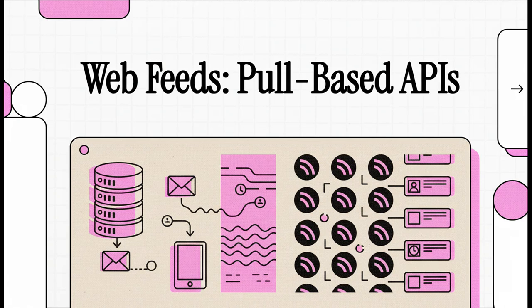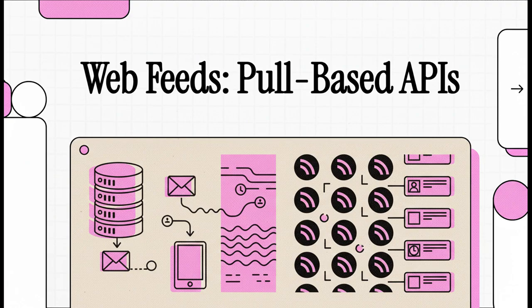So let's think back for a second. Before we had all these fancy webhooks and streaming APIs, how did applications actually find out about new data without just constantly smashing the refresh button on a server? Well, the answer lies in this really foundational but still super powerful pattern, the web feed.